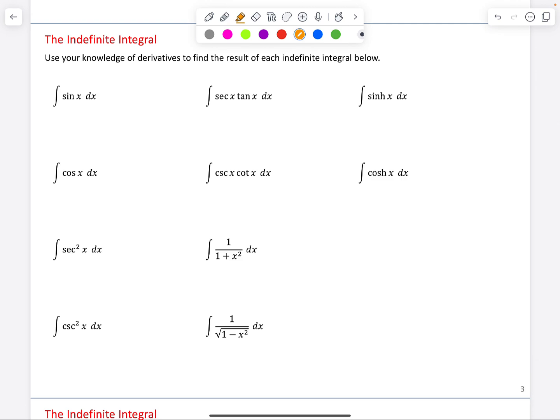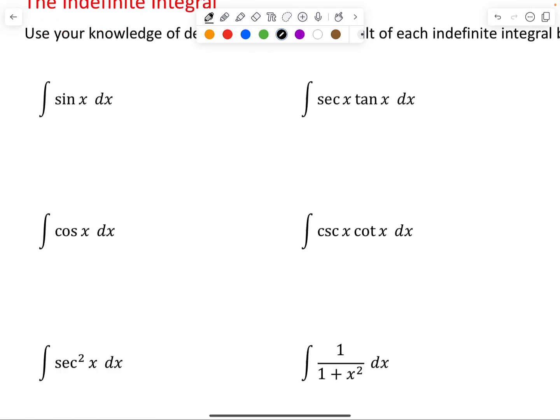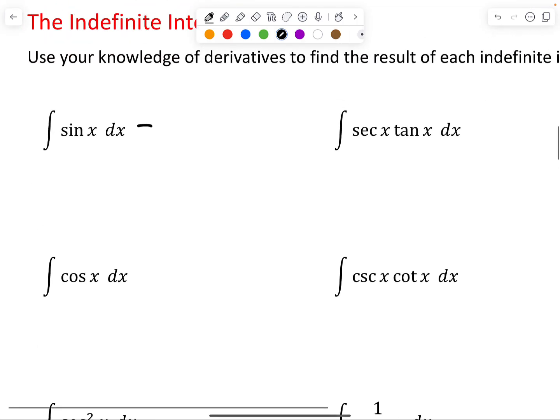So we're investigating some trig, inverse trig, and hyperbolic trig. The antiderivative of sine of x. Well, we know that the derivatives of sine and cosine go back and forth, producing negatives occasionally. So I suspect that an antiderivative of sine will be cosine of x plus C.